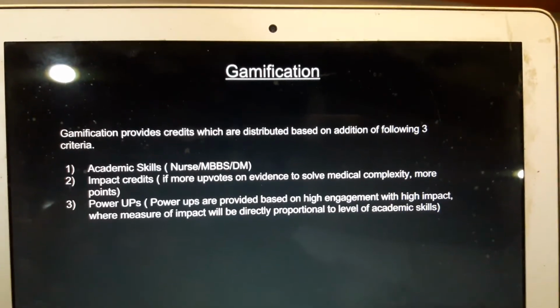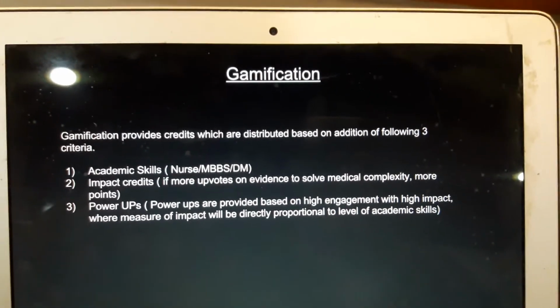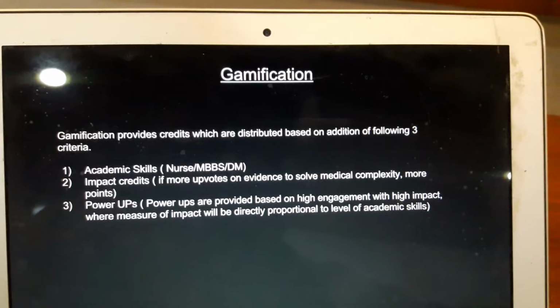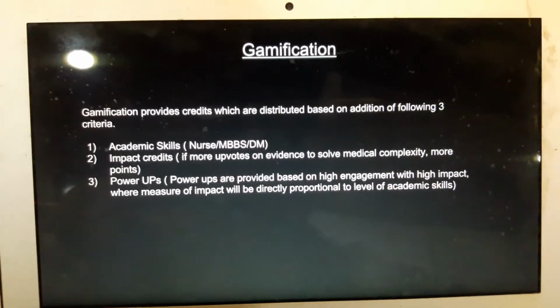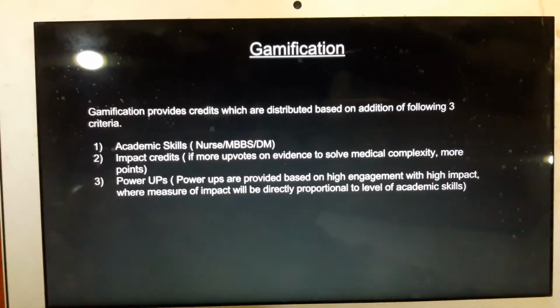And gamification is done because people can get academic credits, and they can exchange their academic credits for real money, and the money will be generated on the private blockchain by verifying these transactions, whatever is happening on our system.